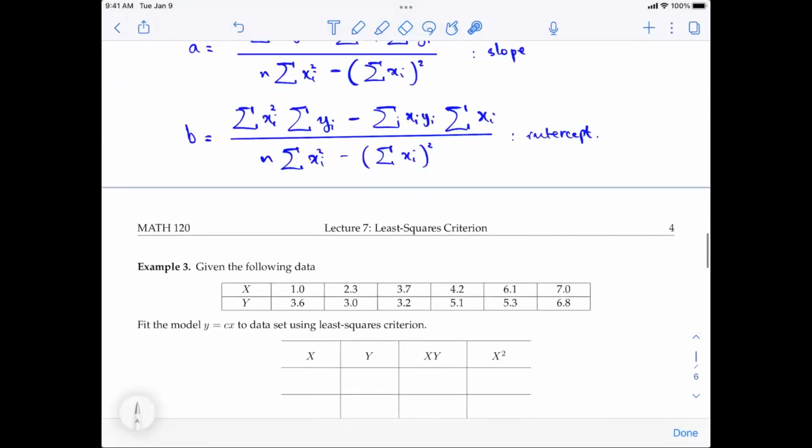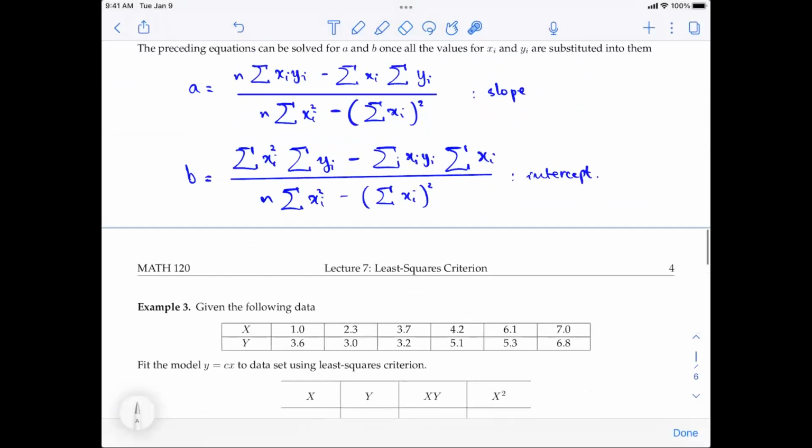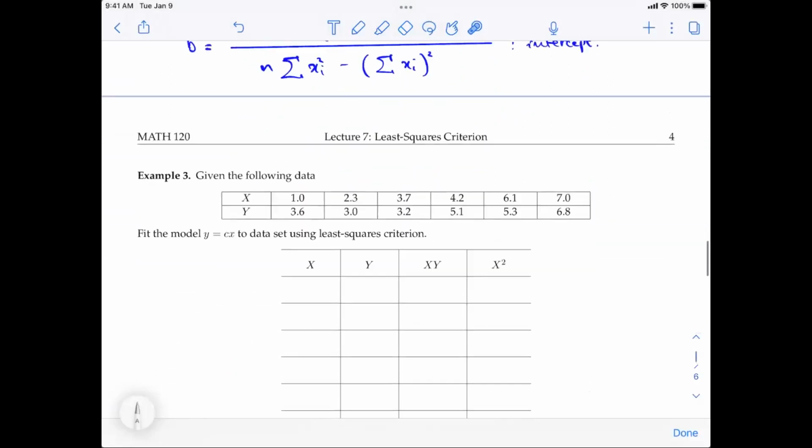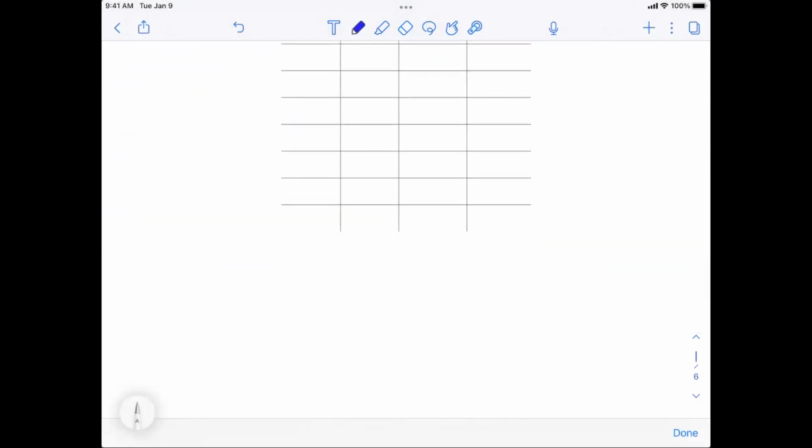So in this case, you don't have the intercept, you just have the slope x. So in this case, the c value is going to be equal to a. So let me set up from the given model.